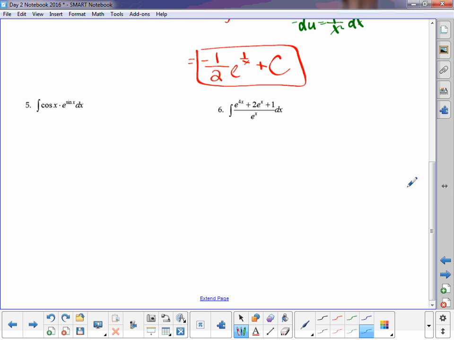Can we just divide between the pieces? So, like, e to the 4x over e to the x, and then... Yeah! Can't we just divide each piece of it? Yeah. Why am I allowed to do that under this problem? What if it would have been like this?